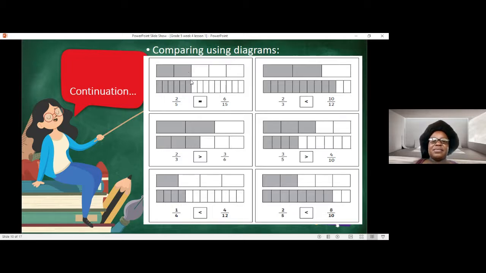So they are the same. So you're not going to say 6/15 because 6 is bigger and 15 is bigger. No, we have to do the right comparison.